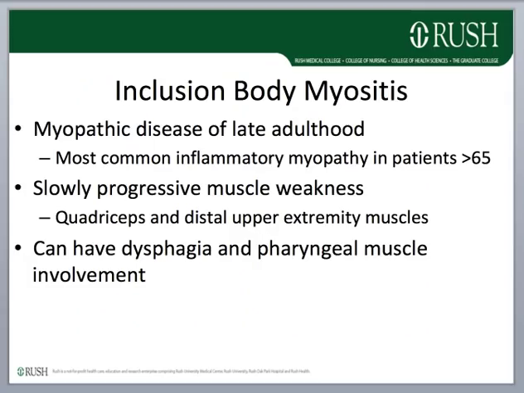The other major inflammatory myositis is inclusion body myositis. This is a disease of late adulthood that typically affects patients older than 50 years and is the most common inflammatory myopathy in patients older than 65. Most affected individuals present with slowly progressive muscle weakness that tends to be most severe in the quadriceps and the distal upper extremity muscles. Dysphagia from esophageal and pharyngeal muscle involvement is not uncommon.